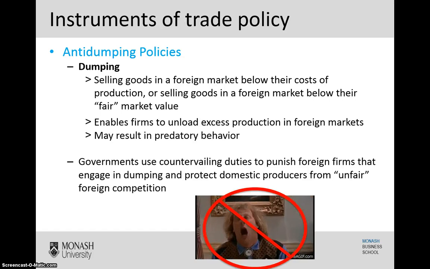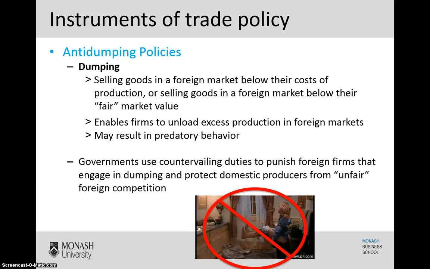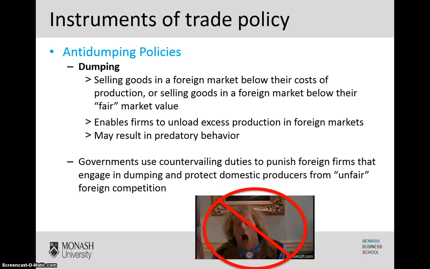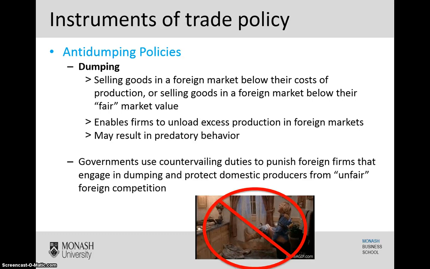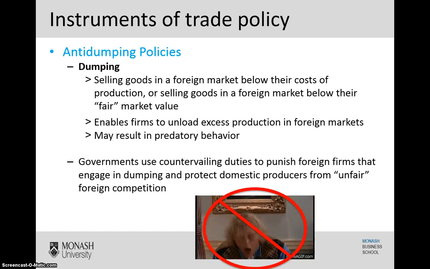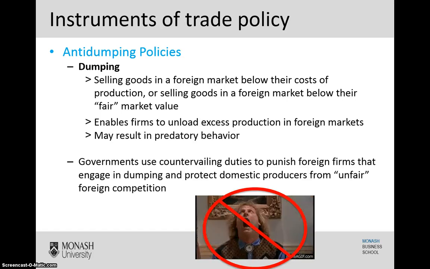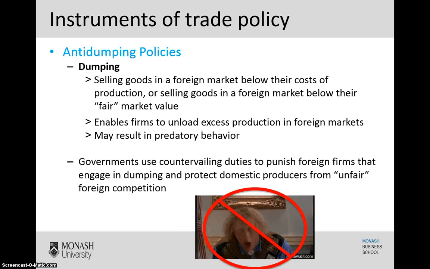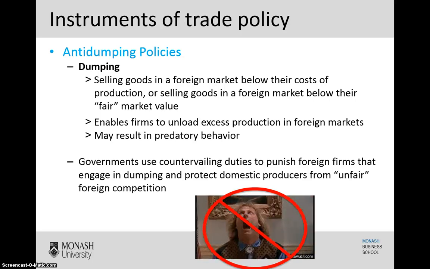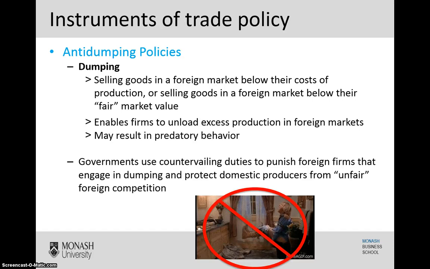Let's initially sell these items at an unfairly low cost, which means that we'll become very popular, get that foothold in the market, and then longer term we can increase the prices and hopefully make more of a profit. So it does enable firms to unload excess production in foreign markets and can sometimes result in predatory behaviour. A lot of the local firms end up running out of business because they just can't compete with these large-scale importers who offer this excess production at such a low price. Governments can use countervailing duties to punish foreign firms that engage in dumping practices and protect the local producers from this perceived unfair foreign competition.